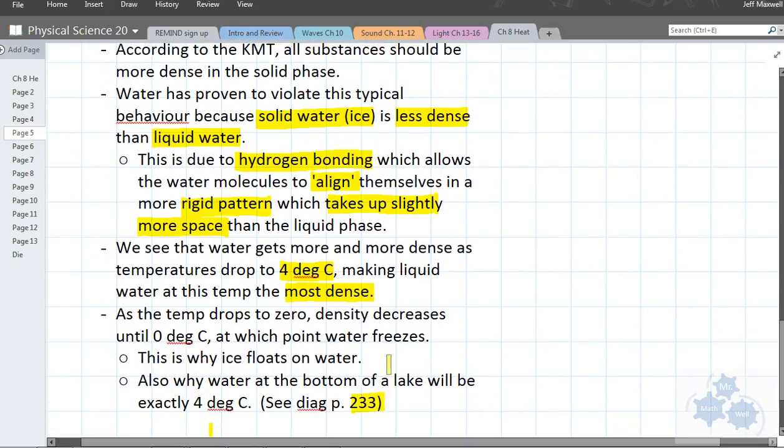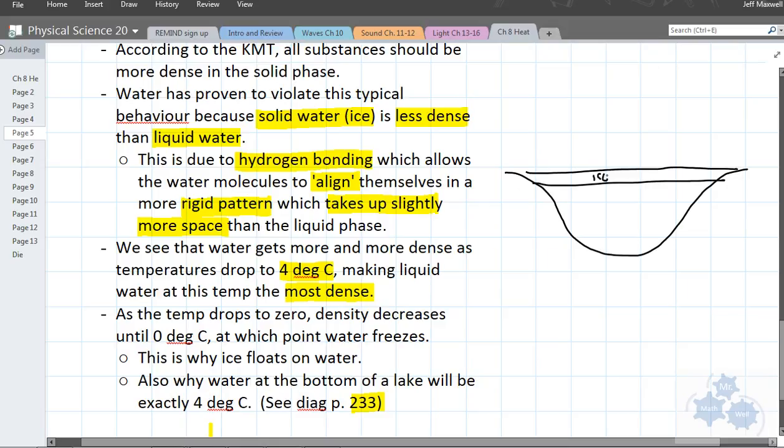In your textbook on page 233, there's a diagram of that, and it basically looks something like this. In a lake, in the wintertime, on the surface we have a layer of ice that floats on top, and 4 degree Celsius water is at the bottom, and then it starts to work its way up. As you get closer to the top, it gets colder until you get to 0. Ice would be where it would switch phase. Okay?